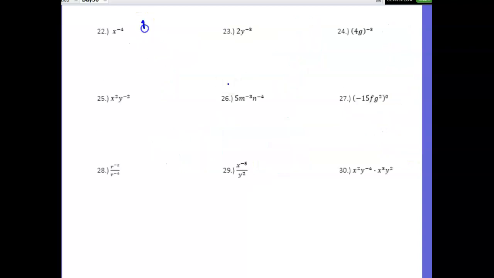22 would be 1/x to the 4th. 23 would just be 2/y to the 3rd.